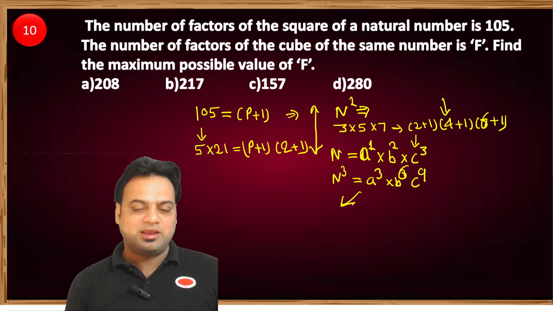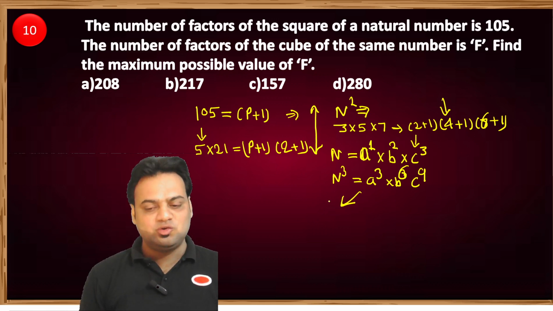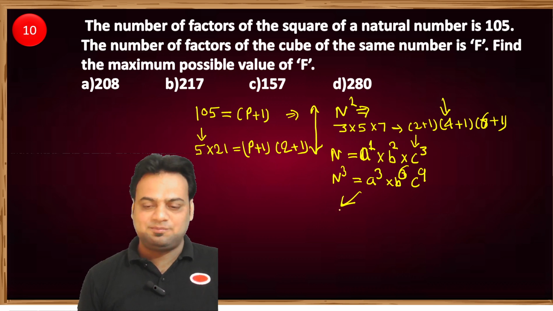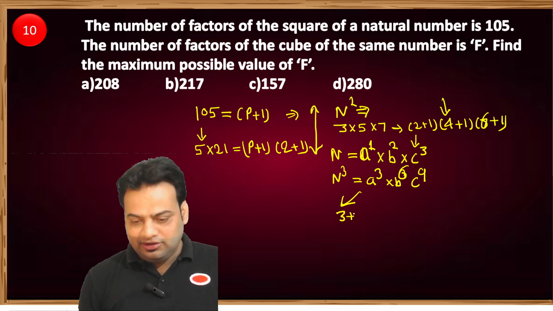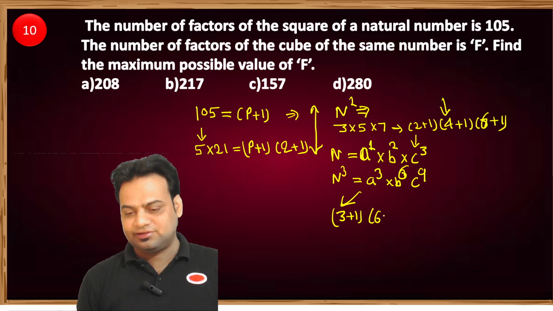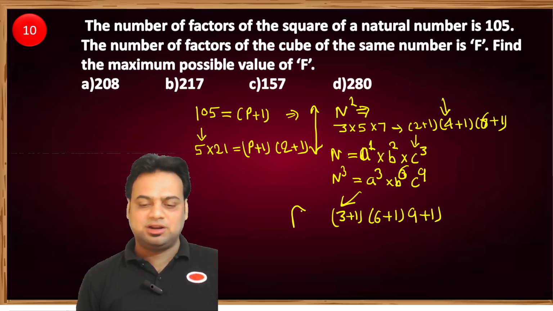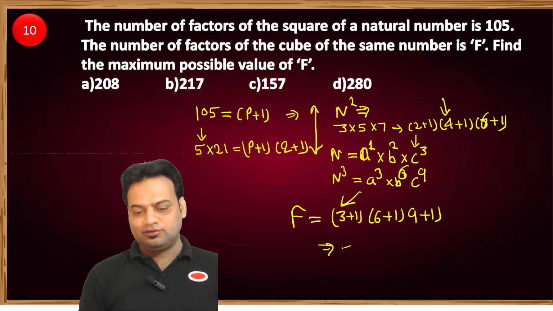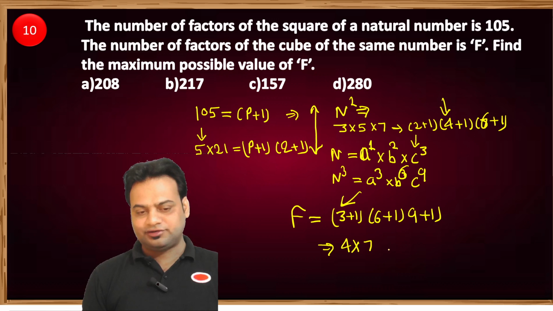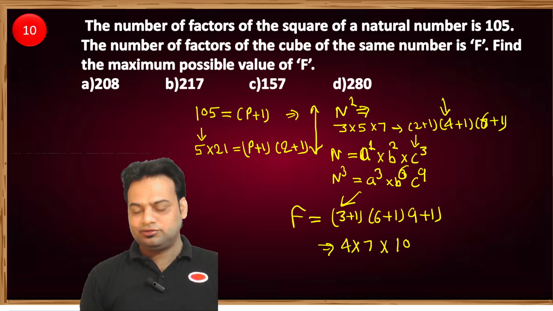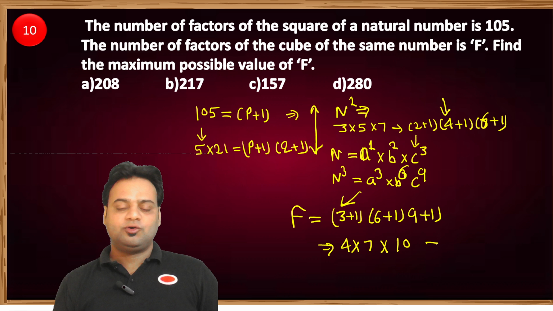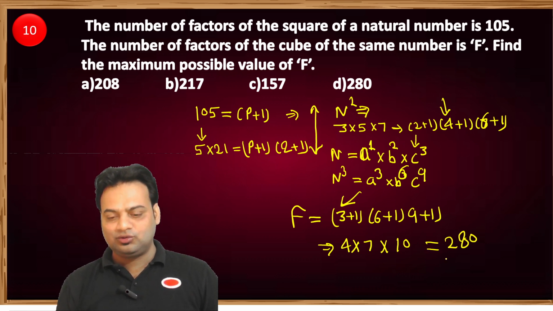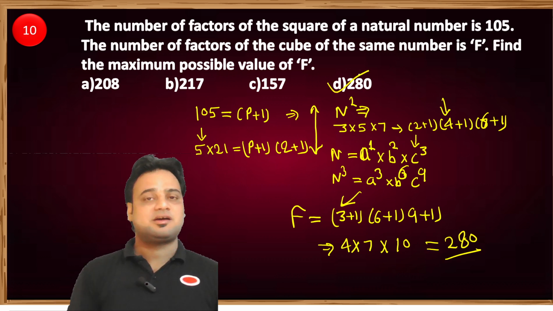So the maximum possible number of factors of n cube is 3 plus 1, 6 plus 1, and 9 plus 1. So the number of factors of n cube, f, is equal to 4 into 7 into 10, which is 280. So for question 28, the answer is 280. Option D is the correct answer.